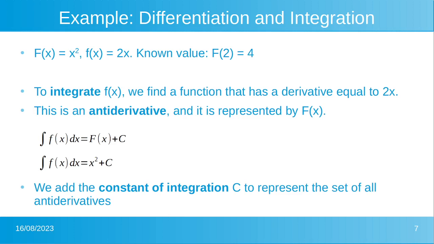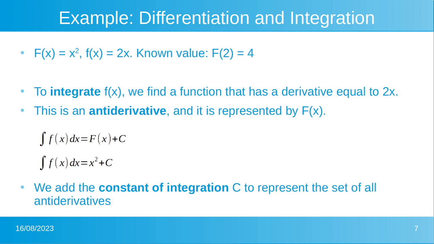So we've got capital F of x is equal to x squared from the initial function we began with. We know that its instantaneous rate of change, f of x, is equal to 2x, and we have a known value, capital F of 2 is equal to 4. So what we want to do is start with f of x is equal to 2x, and get back to capital F of x is equal to x squared. We're going to start doing that by integrating.